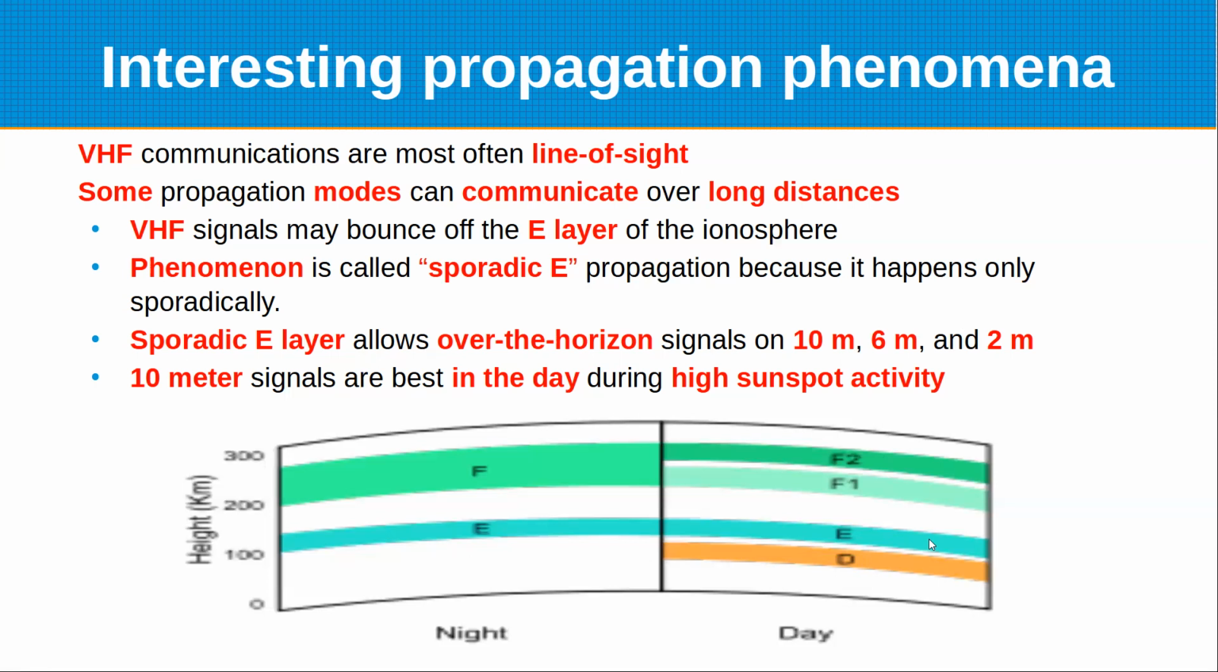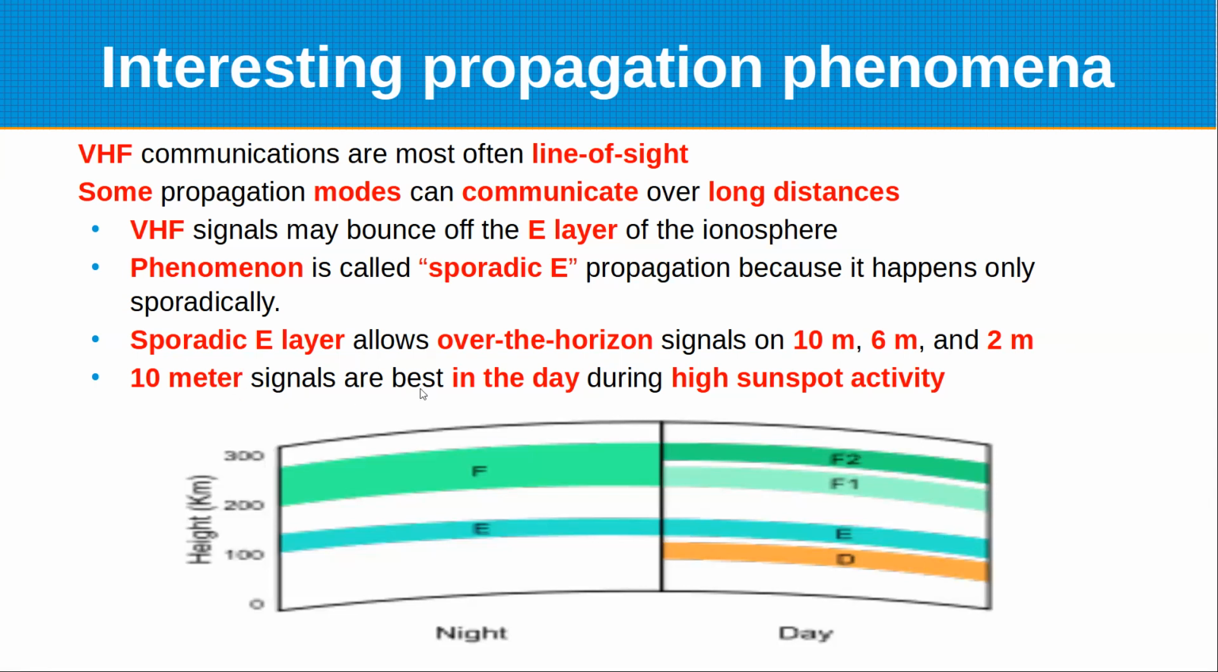which will allow some sporadic propagation where it hits the E layer and it scatters. Some of it comes back, some of it comes down, some of it goes up. So it's not very reliable. That's why they call it sporadic E, but you can get over the horizon with it on these upper bands.